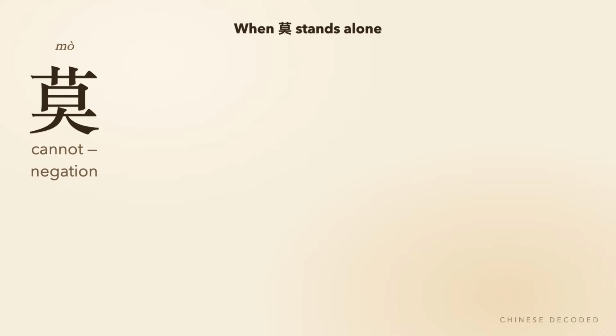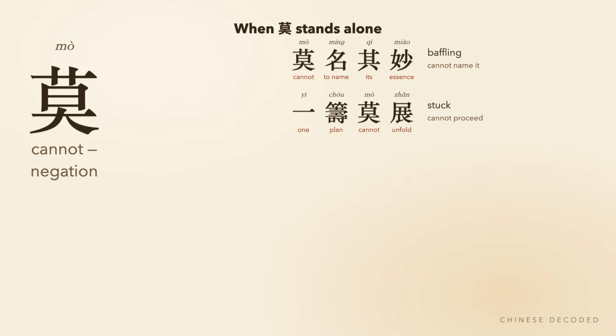At the beginning of this video, I said that when mo stands alone as a character, it means cannot. Standing alone, mo negates the verb that follows. The action cannot be done. In modern Chinese, this usage survives mostly inside set phrases. 莫名其妙, cannot name it. Something so strange that you cannot even say what it is. 一筹莫展, cannot proceed. Not a single move can be unfolded. 变幻莫测, cannot predict, shifting beyond prediction.